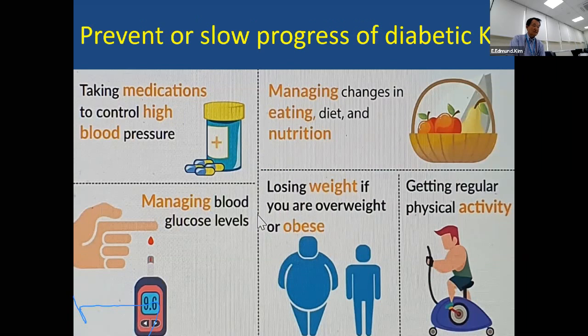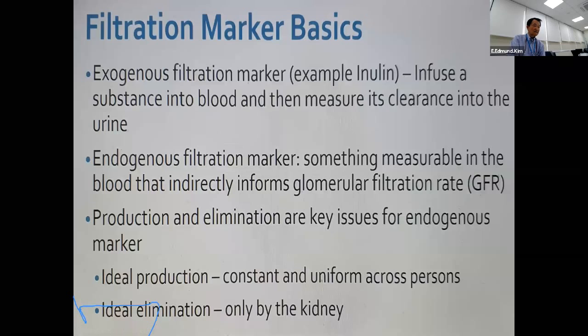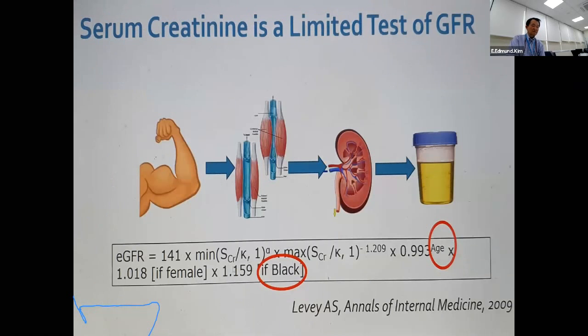Okay, so again, for final things, for diabetic renal disease, you have to control blood pressure and certain blood glucose, some dietary weight, other things. And there's some glomerular filtration markers here. Ideally, you have to have something completely eliminated by the kidneys and a constant process. Inulin is the best marker, but it's not practical.